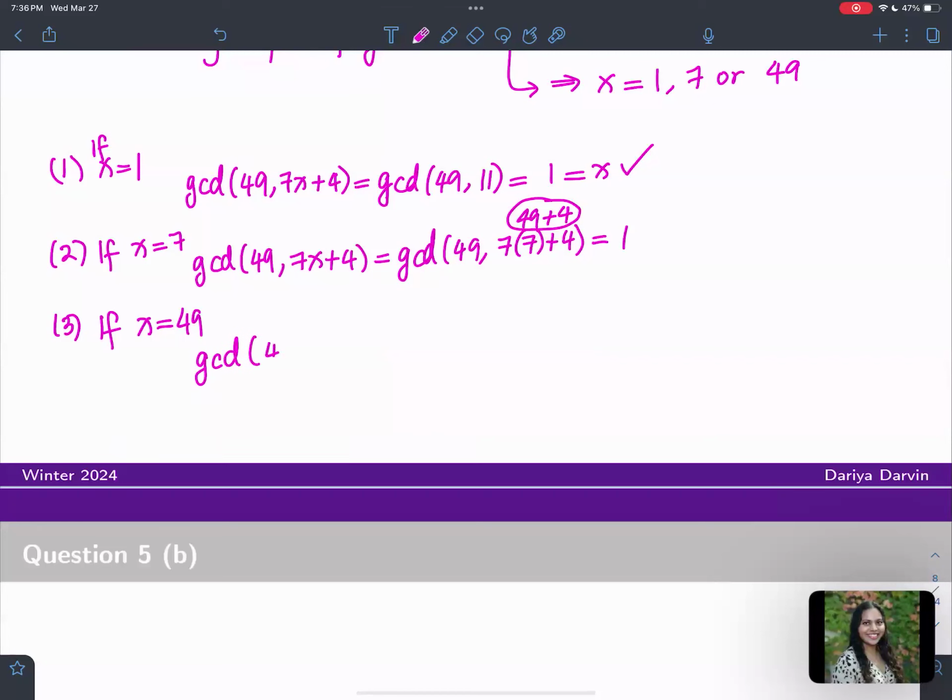So that's one way to think about it. Put that to use here. Use this logic and tell me what the GCD is here. This is the GCD of 49 comma 7 times 49 plus 4. What's the GCD?